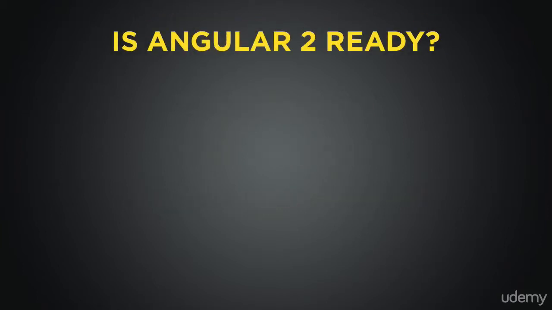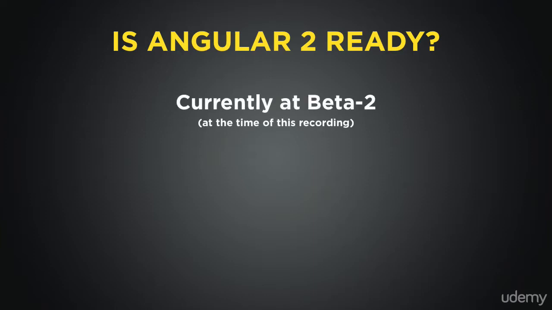Now, one of the big questions about Angular 2 revolves around whether or not it's ready yet. And at the time of this recording, Angular 2 is in Beta 2. So it recently came out of Alpha, and then it hit Beta 0, Beta 1, and now Beta 2. So this means that the API for Angular 2, the way that we use it, is starting to stabilize. It's pretty well stable. There are still going to be changes, of course, and some of them might be breaking changes. In fact, we should expect there to be breaking changes, but it is more stable now than it was when it was in Alpha.